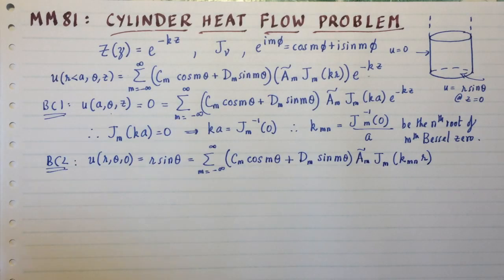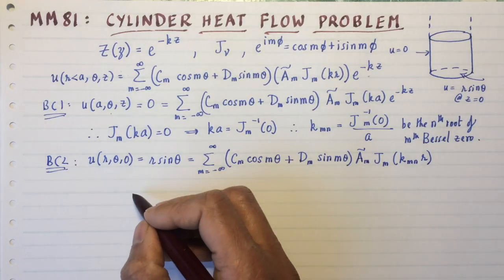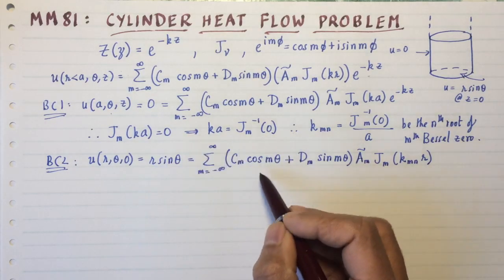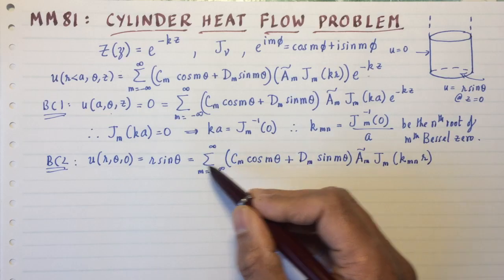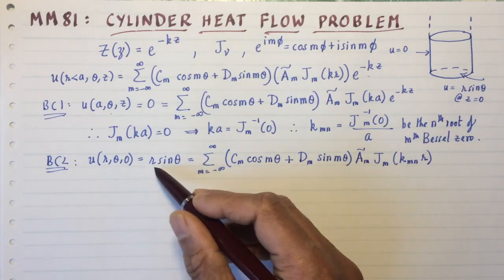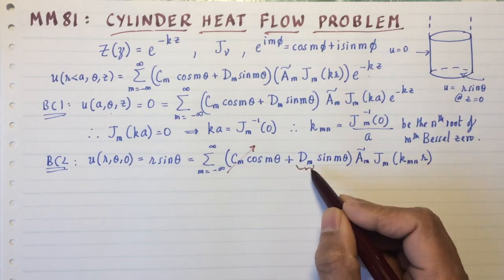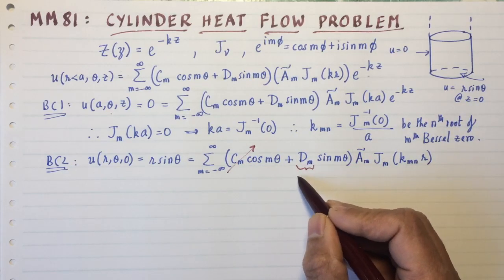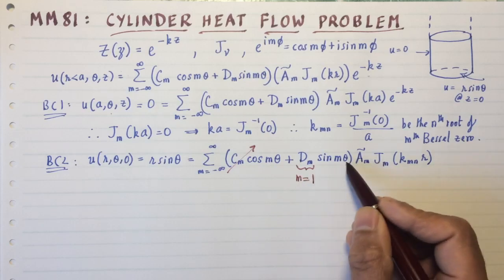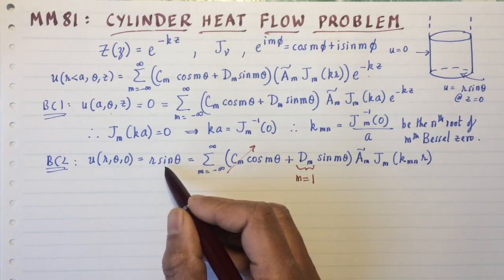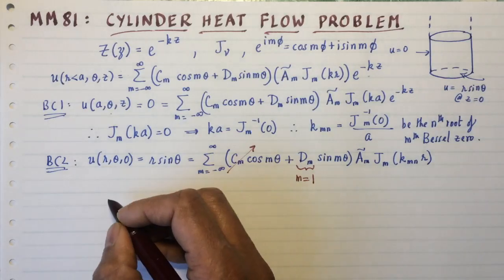By the regular principles of orthonormality with Fourier series, I'm going to get that the c_m are 0, because you can nowhere match sine theta with the cosine. And the only d_m that survives is m equals 1, because m equals 1 comes with sine theta, and there's a sine theta to the left. So that makes quick work of it.